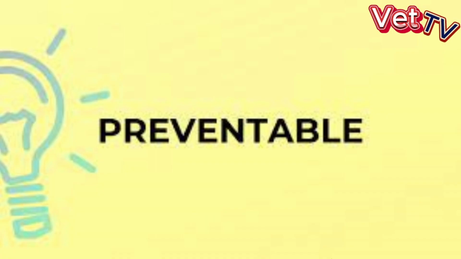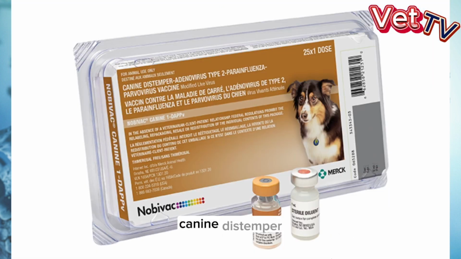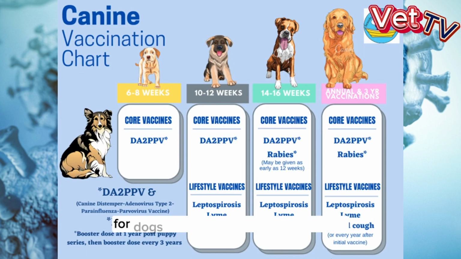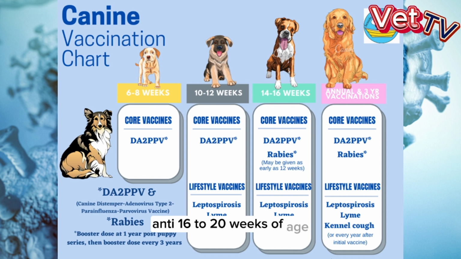So, is canine distemper disease preventable? Yes, the most effective way to prevent this disease is through vaccination. Canine distemper vaccination is recommended as a core vaccine for dogs starting at 6 to 8 weeks of age, and it should be repeated every 3 to 4 weeks until 16 to 20 weeks of age. The vaccine is then repeated after 1 year and generally every 3 years after that.